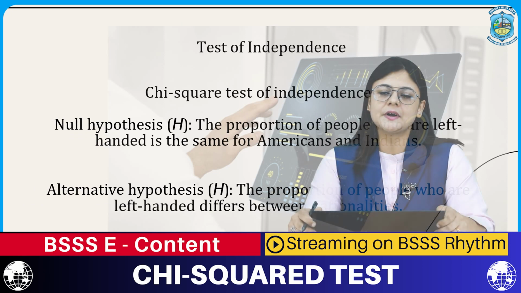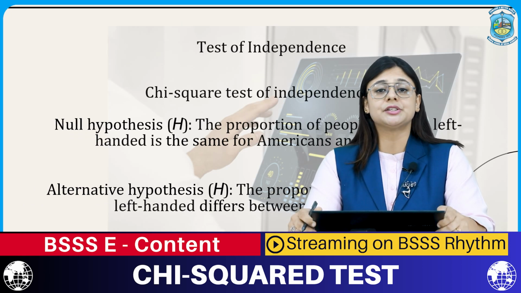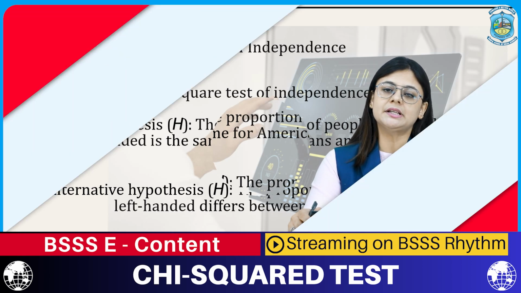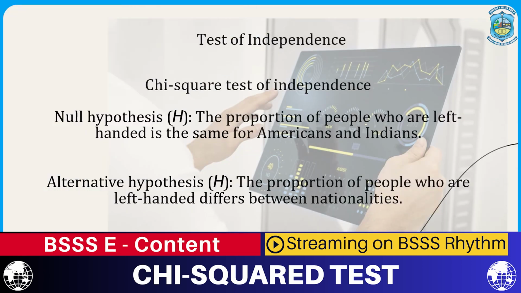The second type of chi-square test that we conduct is the test of independence. For the test of independence, the null hypothesis would be as follows: the proportion of people who are left-handed is the same for Americans and Indians. So, if you are testing the left-handedness of the population of America and India, your null hypothesis would say that there is no difference between the handedness of Americans and Indians. That means it is irrespective of the nationality. And the alternative hypothesis would be that the proportion of people who are left-handed differs between nationalities.